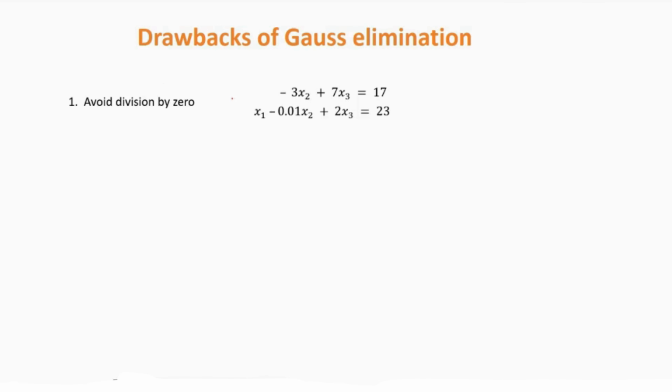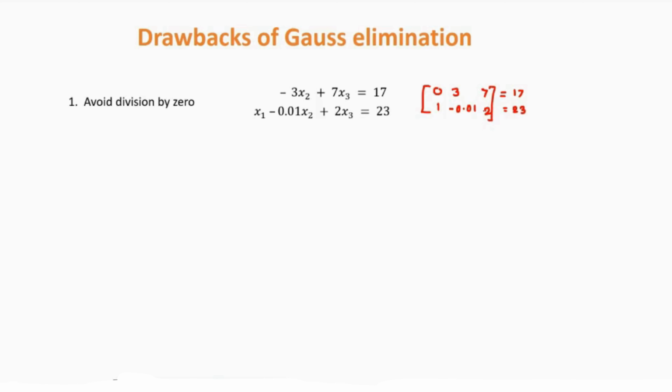So here you can see, you can write this equation in terms of 0, 1, and 3, minus 0.01, 7, 2. So this is equal to 70 and this is equal to 23. I have written this in matrix form.